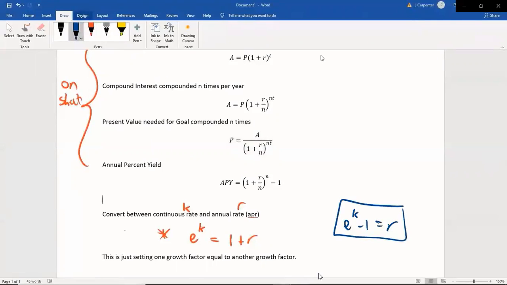The red and the blue here are the same. It's just a matter of, this is blatant memorization of a formula in blue, whereas the red is a concept of setting one growth factor equal to another growth factor. This is a continuous growth factor. This is the standard growth factor, and that standard growth factor is what we've been using over and over and over.